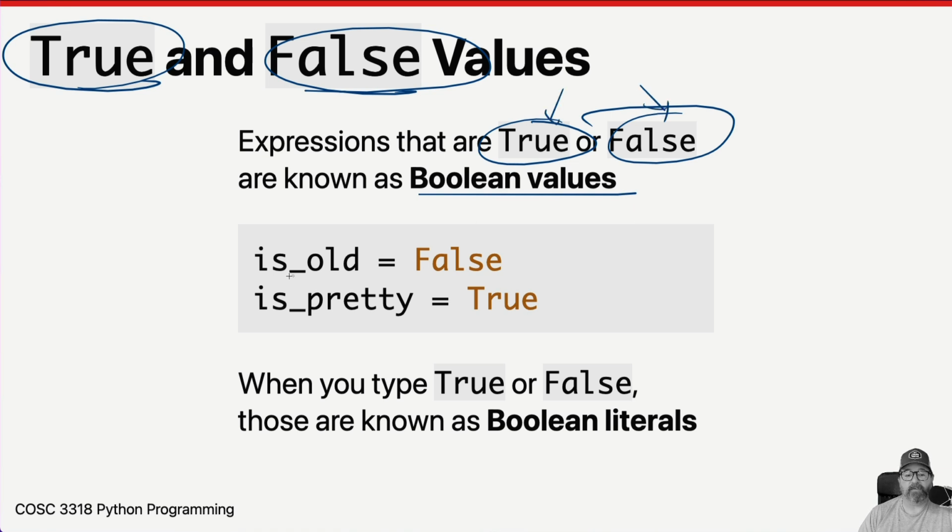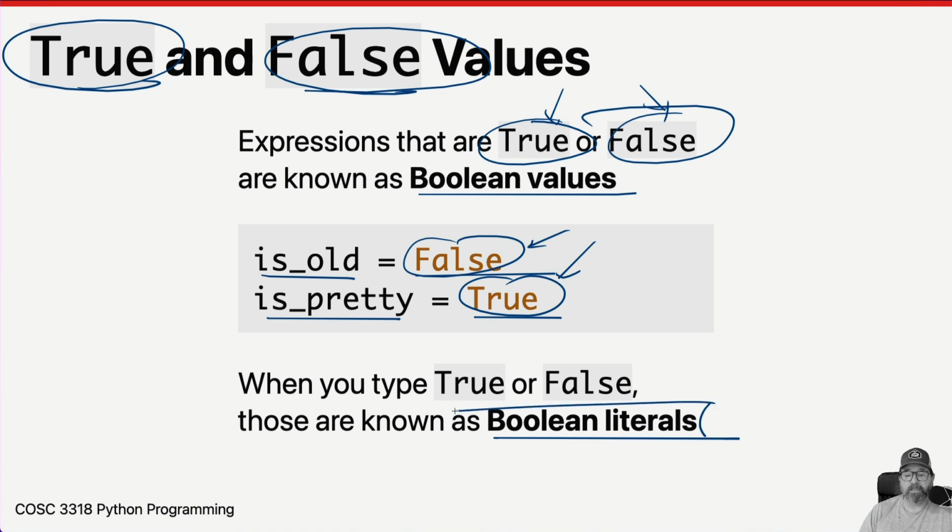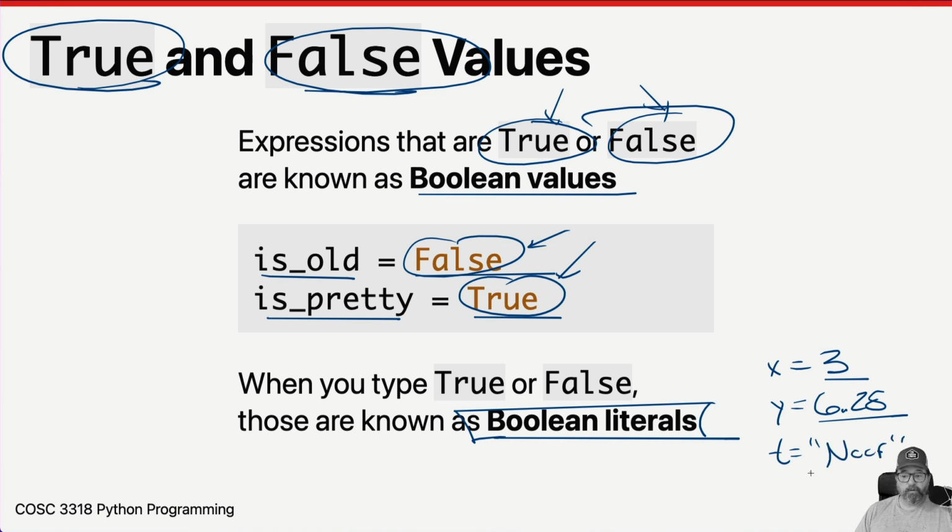And so we can write those. Is old, false. Is pretty, true. Obviously, this describes me. I'm not old, and I definitely am pretty. When we type these things here, false and true, those are known as Boolean literals. When we do something like x equals 3, Python knows that this is an integer. When we type y is equal to 6.28, it knows that it's a floating point number, a decimal. When we do something like t is equal to a word in quotes, it knows that that's a string, printable characters. Boolean literals are true and false.